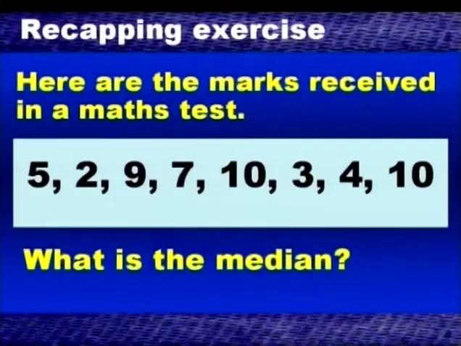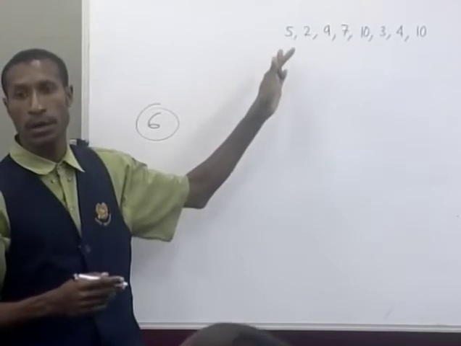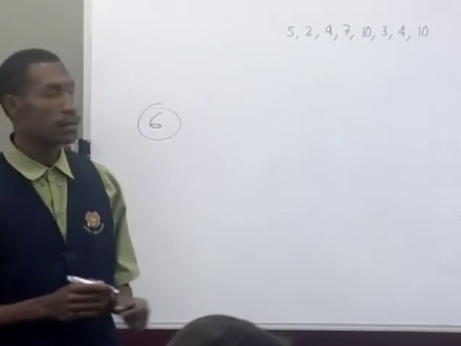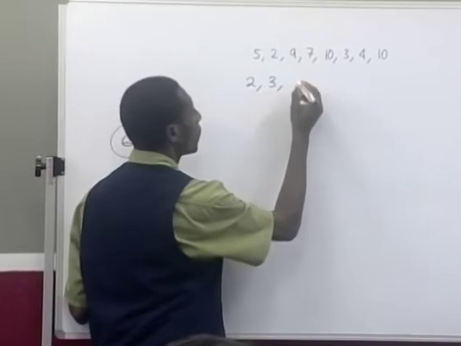Okay, Stephanie says she got the two middle scores and then divided by 2 and got the median. Class, I'll just explain further what Stephanie has just explained. When you are finding the median, the first step, you must put the scores in order. So what score should come first? 2. Second score? 3. Third score?